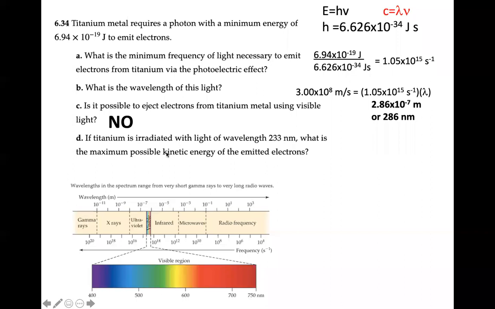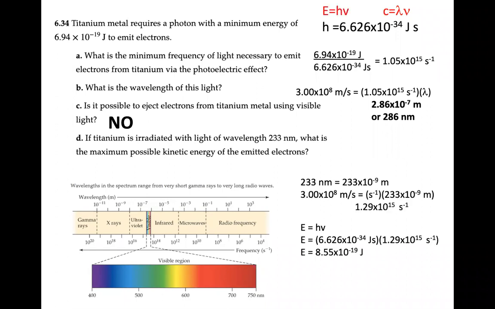This very last one right here, I think is the most involved. This one's saying, okay, what happens if you use light of 233 nanometers? What's going to happen then? What happens then is that is sufficient to eject the electron, and the extra energy that you have, the energy above that threshold value, it gives it kinetic energy. It gives it a boost.